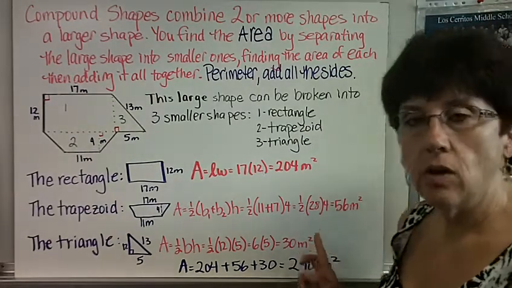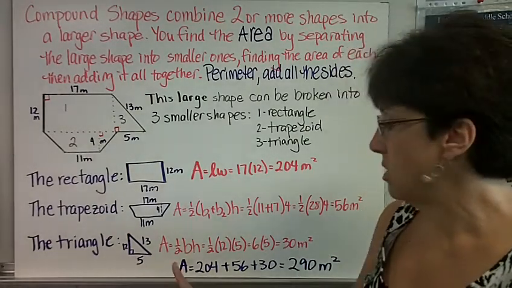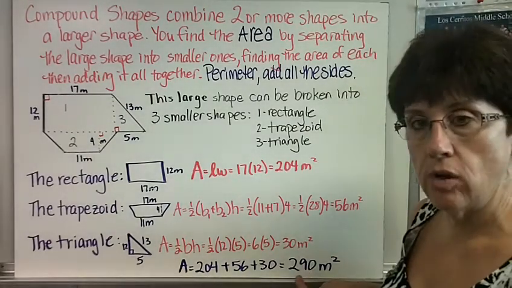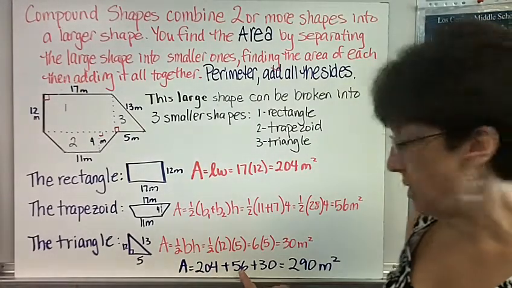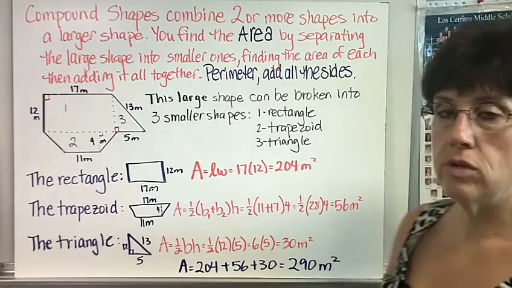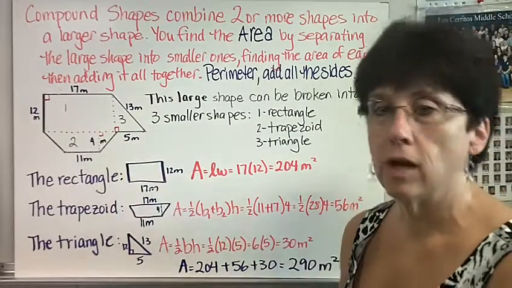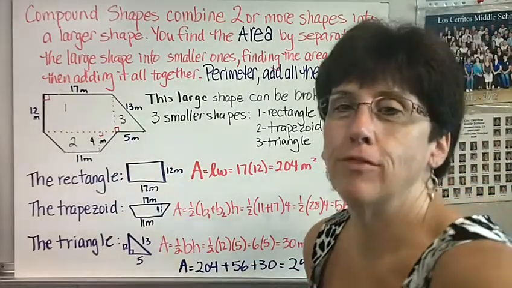So now I have found the area of each of my smaller shapes. I just need to add it together to get the area of the compound shape. So 204 plus 56 plus 30, 290 meters squared is the area of my compound shape. You'll have fun doing these.